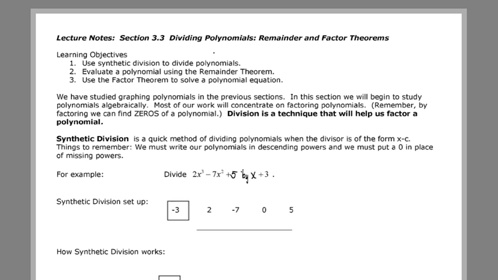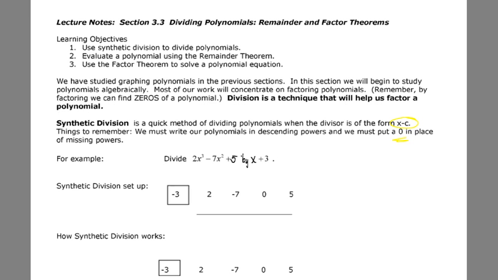We're going to look at something called synthetic division, which is a quick method of dividing polynomials, but your divisor has to be in the form of x minus c. So it only works for those type. One thing we also have to remember is our polynomial has to be in descending powers, and we have to put a 0 in place for any missing powers. So let me show you the setup. It's a real simple operation. Let's check out the setup. So let's see how this stuff comes down.